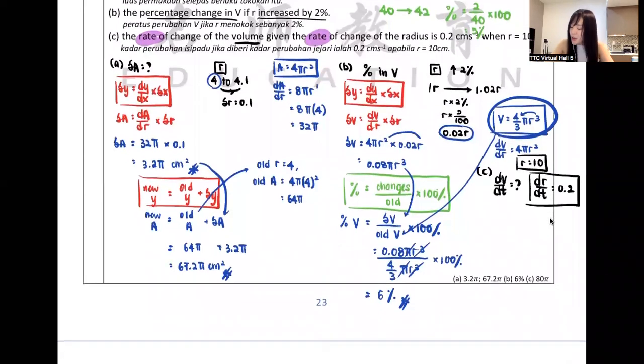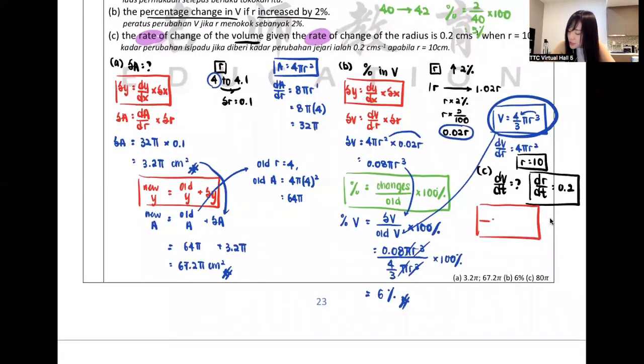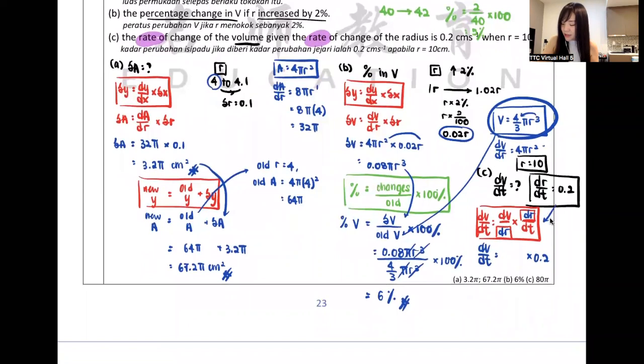I think this question is quite easy. Rate of change, always use the chain rule. The one that you want to find, put on the left. Copy one on top, one at the bottom, filling in the blanks, which is dr and dr. dV/dt equals dV/dr times dr/dt, which is 0.2. dV/dr, you differentiate it; you already have it here. dV/dr is this, but they told me R is 10, so I can substitute 10 inside.